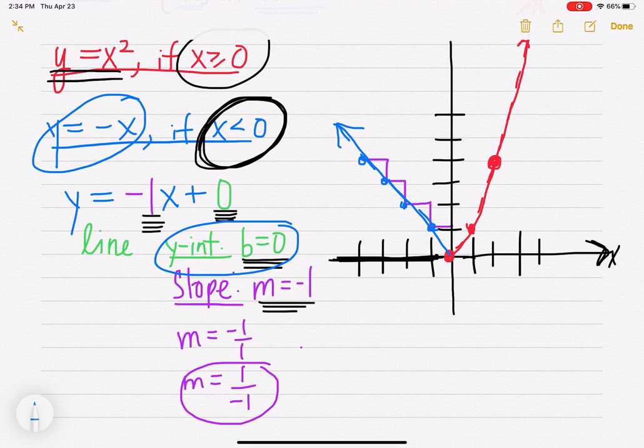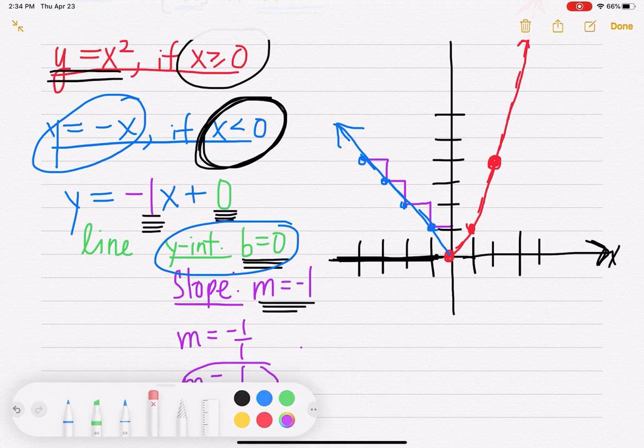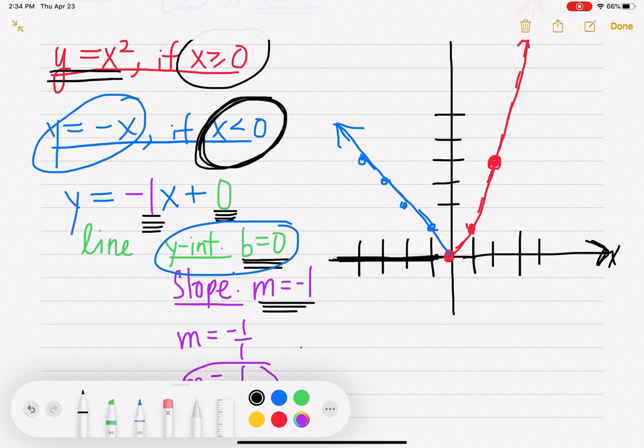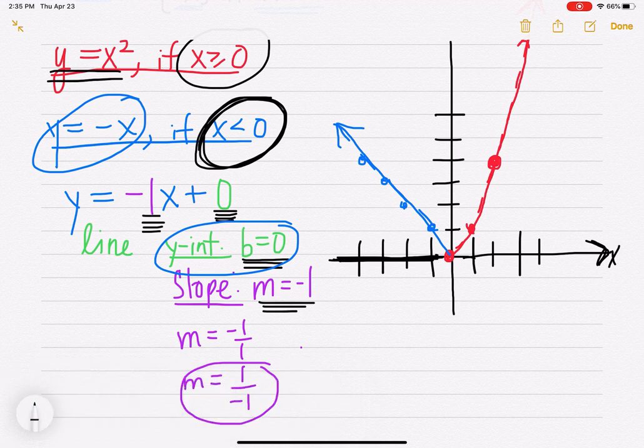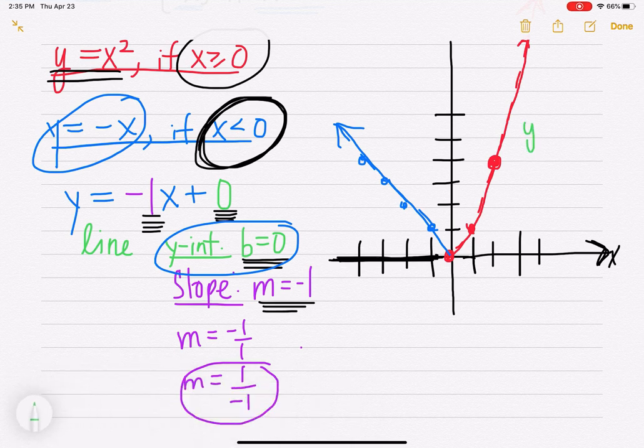Okay, so that's our graph. I'm going to get rid of these purple stair steps. You don't need those. That's for your slope. I was showing the slope there. Don't erase everything. I lost a black tick mark there. There we go. There's your final graph. This is y equals f of x. It's a piecewise function. It has two pieces. It has a blue piece and a red piece.